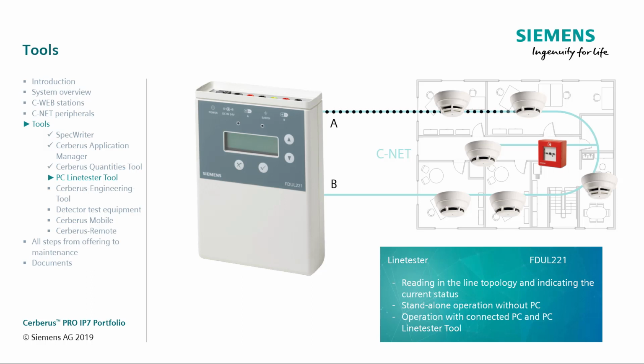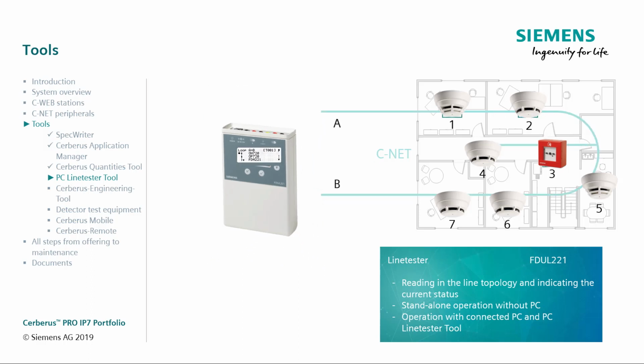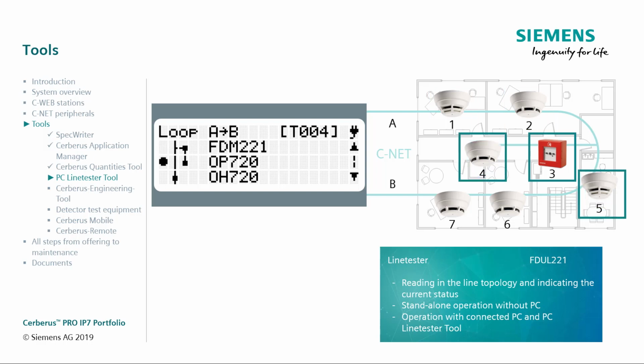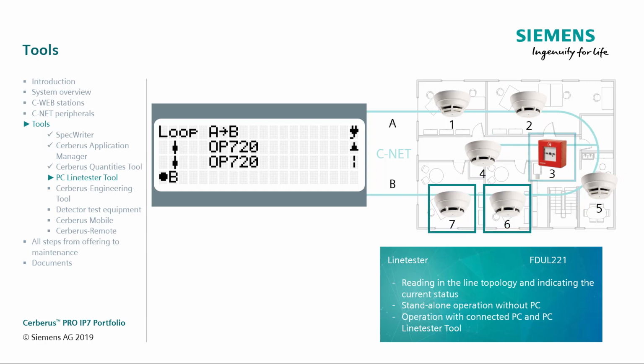The line tester reads the line topology with all connected CNET devices at the touch of a button. You can see the installation sequence and device designation on the display, starting with the first 3 devices on connector A. It shows you which devices are on the loop and which are installed on a stub using additional symbols on the display. The next 3 devices can be displayed using the up and down keys. Letter B indicates the other end of the loop. All 7 devices can be seen in this example, and the installation is correct.